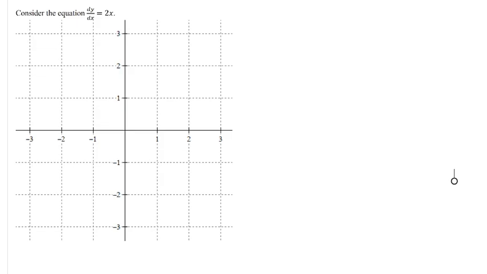Today we're going to be talking about slope fields, and we're going to start by just looking at the equation dy/dx equals 2x. We looked at this a little bit last unit, but in general, when we have an equation involving a derivative, we're going to call that a differential equation. And dy/dx equals 2x means that the slope of the graph is equal to 2x.